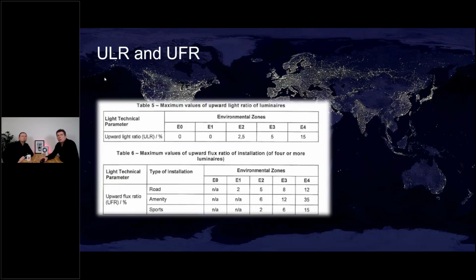For these values, ULR and UFR, there are already limits, for example, in the CIE 150. This may be different in different countries. It's a little bit specific, but there are still some values existing, and users are asking for this to be implemented, especially this CIE 150. And here you will also see in the environment zones, the ULR, for example, in E0 and E1, should be 0, so no light should go upward, and up to E4 there is allowed up to 15%.